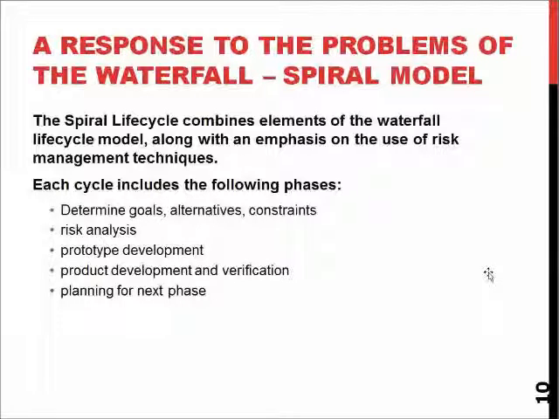Basically, the spiral model is waterfall, but like its name says, it's designed so that you actually work not in waterfall where we do everything just once, but in a spiral or a loop where in each cycle we do goal determination, try to find new requirements or alternative requirements, check our constraints, do risk analysis, develop a new version of the prototype, and verify that the things from our last version are actually functioning.